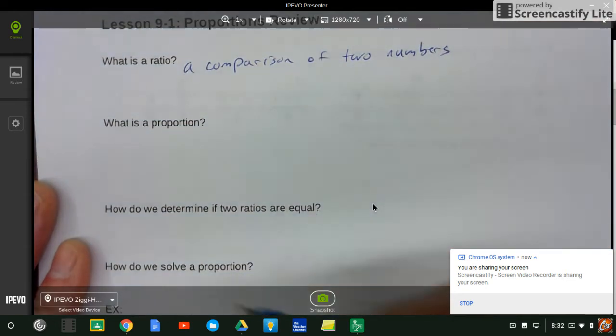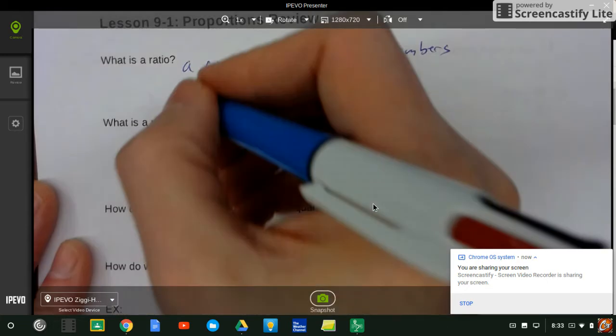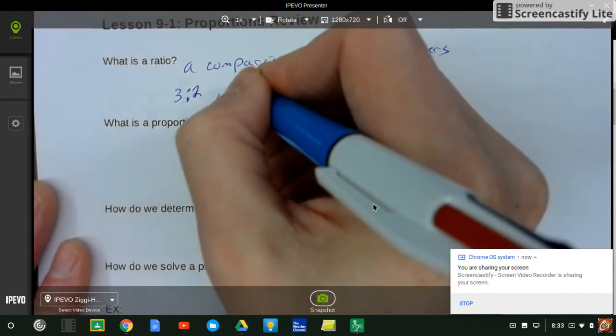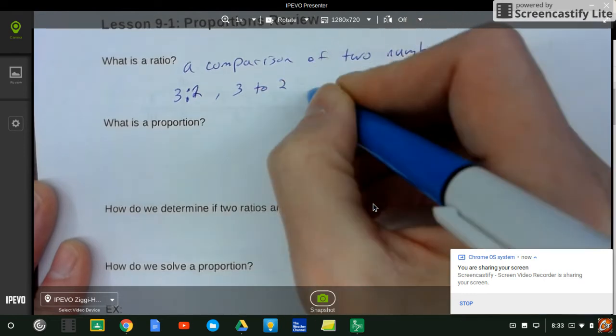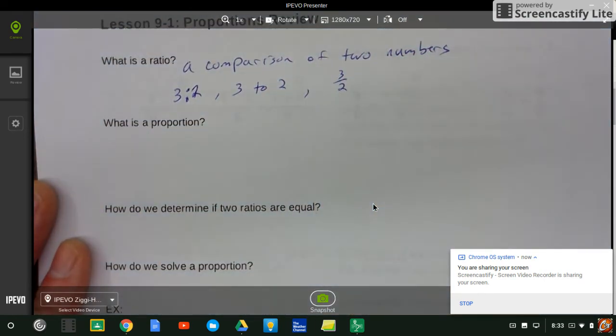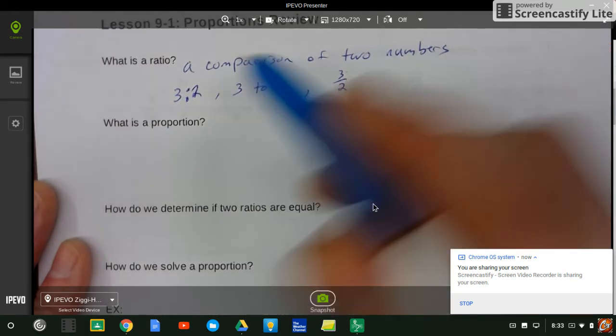Okay, so you'll see those numbers as a 3-to-1 ratio. Well, I tell you what, let's do a 3-to-2 ratio. Okay, you'll see it as 3-to-2, or you'll see it as a fraction. Okay, when we have fractions, that's basically the same thing as a ratio. It's 3 out of 2.